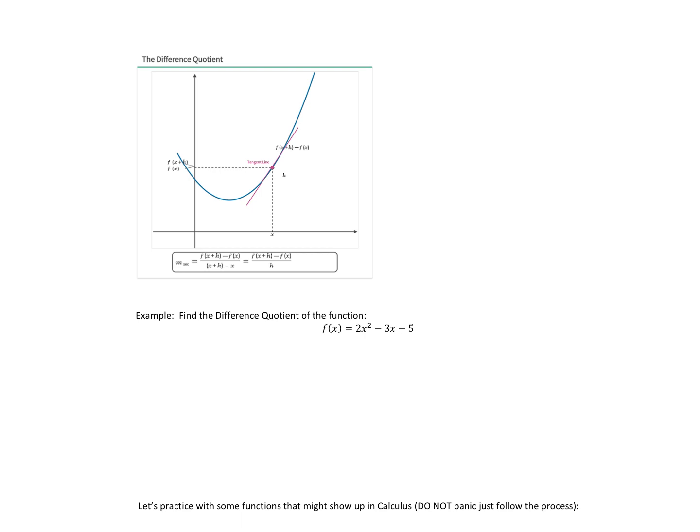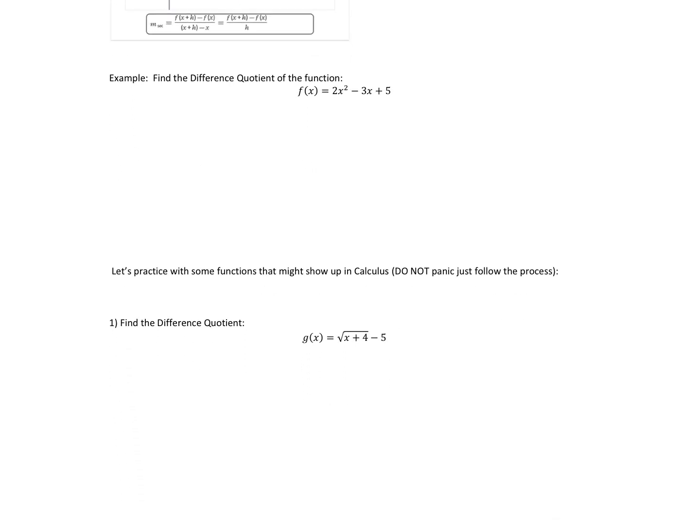Now, what we're going to do is find the difference quotient for several different functions. We're going to start with just a polynomial. Now, my recommendation is, especially when you're learning, that you start by just finding f of x plus h. Now remember that means we're going to plug x plus h in where we have this x value here. So we're going to get 2 times x plus h quantity squared minus 3 times x plus h plus 5.